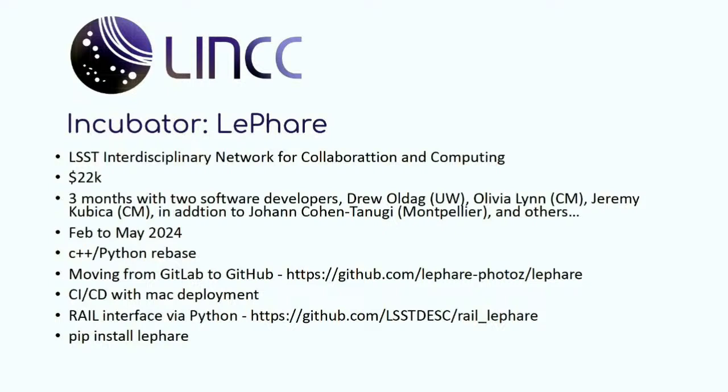So this is the LSST Interdisciplinary Network, a $22,000 grant for us to work with 2 software developers. This was mainly Drew Oldag at University of Washington, also Olivia Lin, Jeremy Kubica, also working with Johan Cohen on the European side. And this was from February to May 2024. We've basically conducted a C++ Python rebase. So we haven't changed the algorithms, but we have completely updated the code.